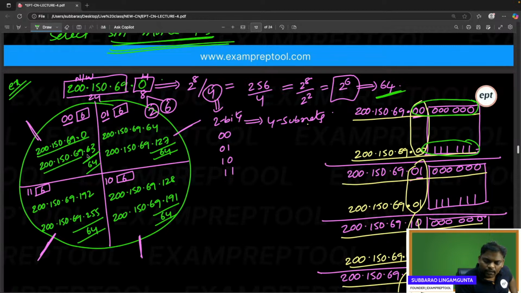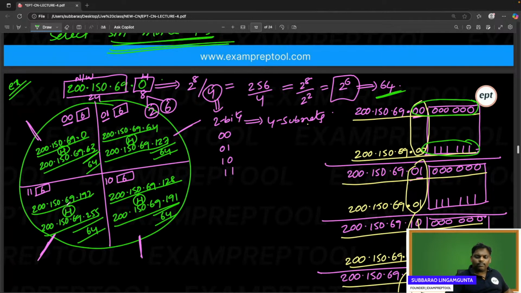It is the DBA. In between, hosts are there. It is the subnet ID. It is the DBA. In between, hosts are there. It is the subnet ID. It is the DBA. In between, hosts are there.